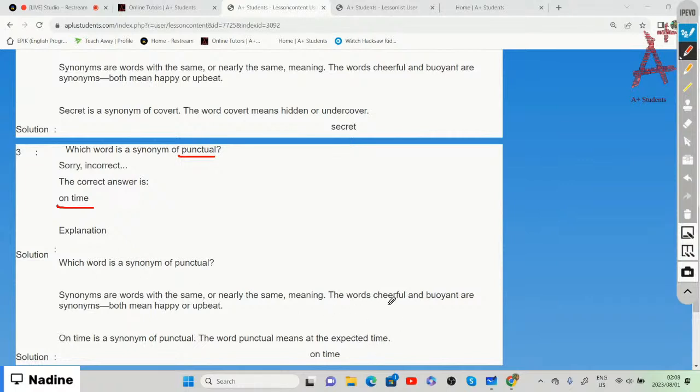And just once again, synonyms are words that either have the same meaning or nearly the same meaning. It doesn't mean that the meaning is directly the same, but it can nearly mean the same. So these are synonyms.